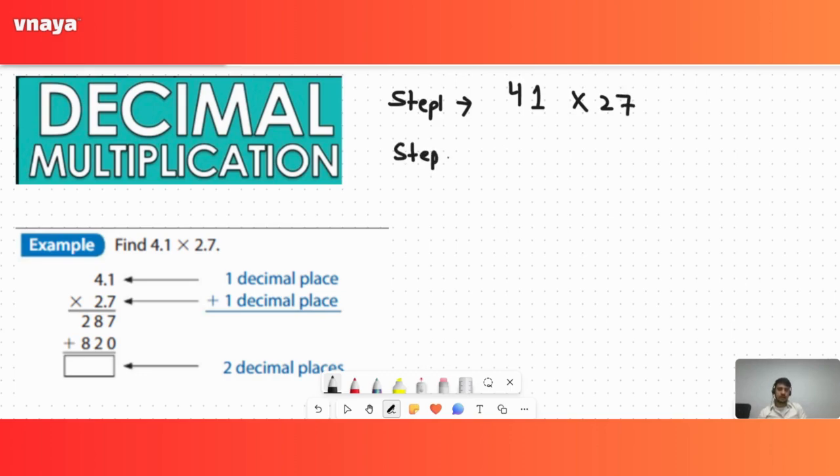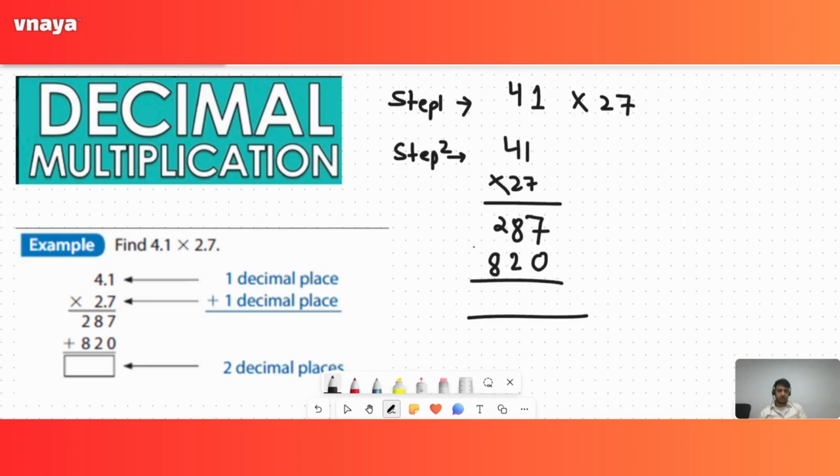Step 2, again we will find the product. Good. Okay, let's find the product now. 7 times 1 is 7. 7 times 4 is 28. Now we will put a 0 here, and then 2 times 1 is 2 and 2 times 4 is 8. Excellent. Now we will add.